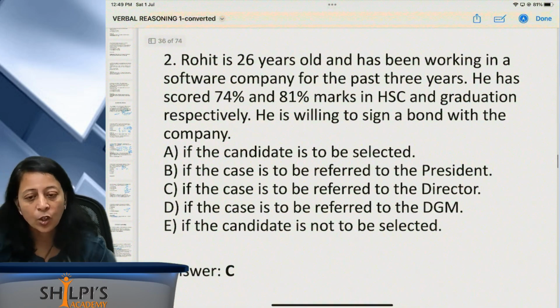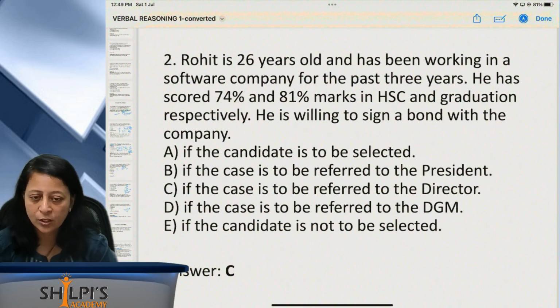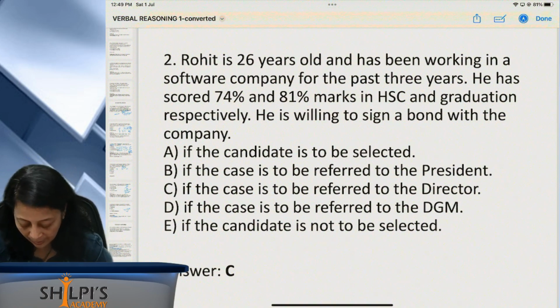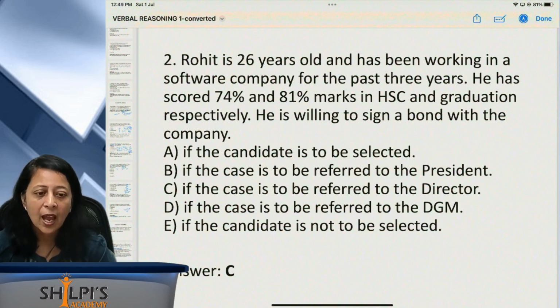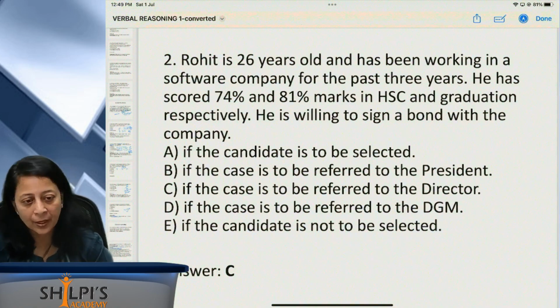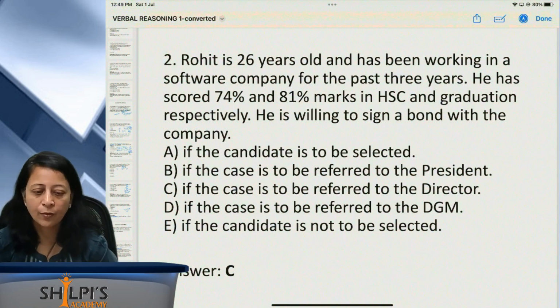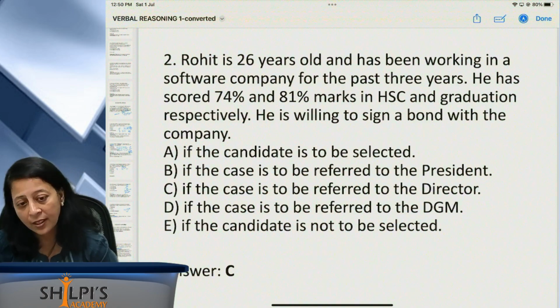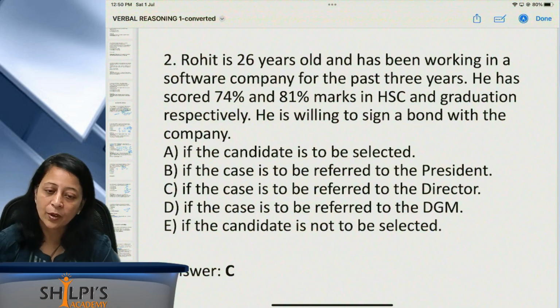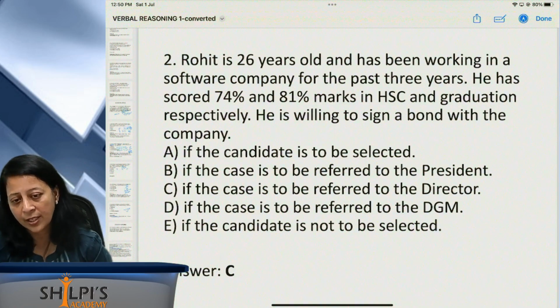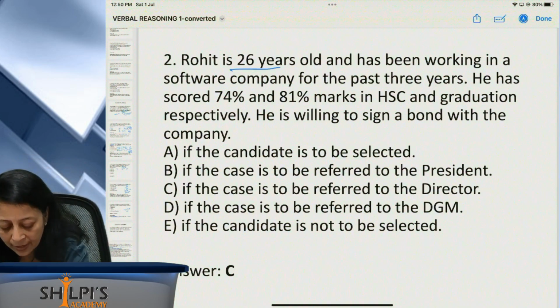Next is Rohit, who is 26 years old. So he has not crossed 28, and that criteria is fine. He has been working in a software company, so that is also fine. For the past 3 years, and you need an experience of only 1 year, so he has crossed that. So all these 3 criteria are fine: 26 years is fine, software is okay, 3 years is okay.